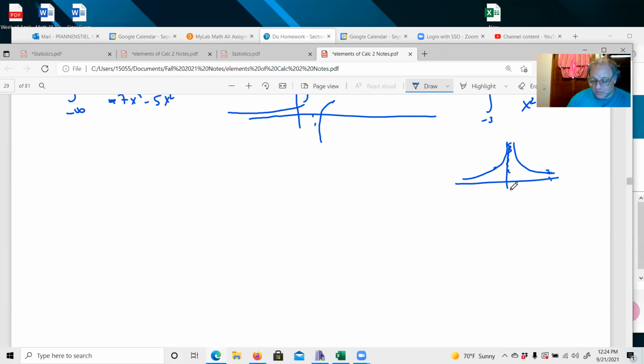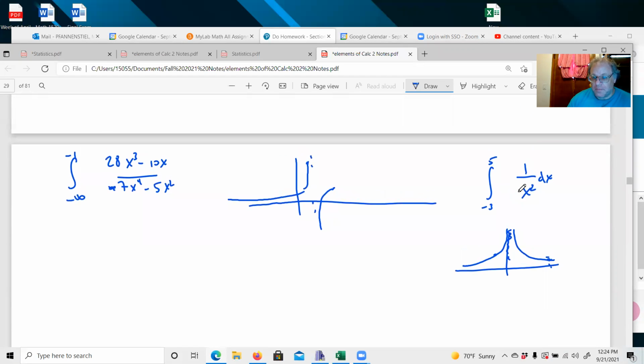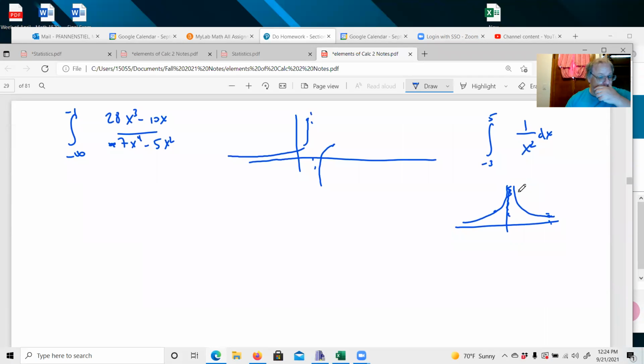Your book, like I said, does not like to do that to you, but there are books that do, and there are times when that's going to happen. So I want you to be aware of it, even though I don't think we actually have any problems like that. Okay, so let's go ahead and check for some asymptotes here.